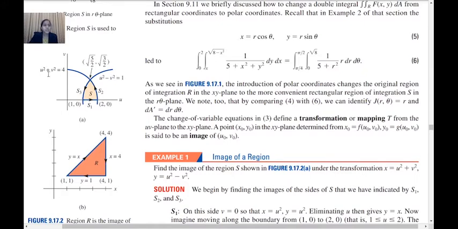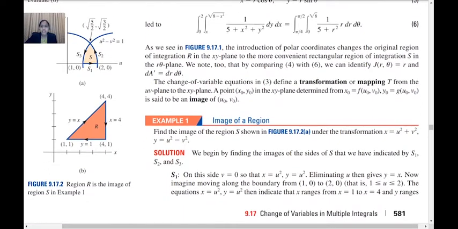S2 is the curve u square plus v square equal to 4, and S3 is the curve u square minus v square equal to 1. Okay, and the points are given, plotted in the figure. Now we have to find the image of this region under this transformation. What will happen when we apply this transformation, right?